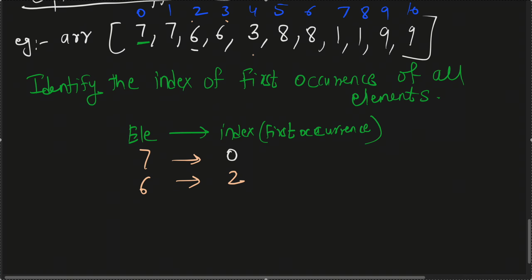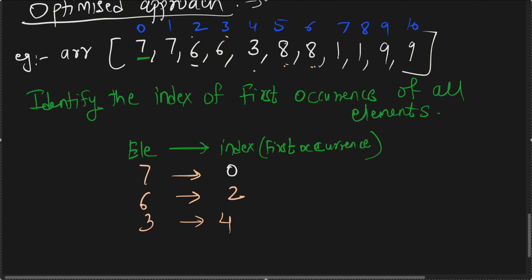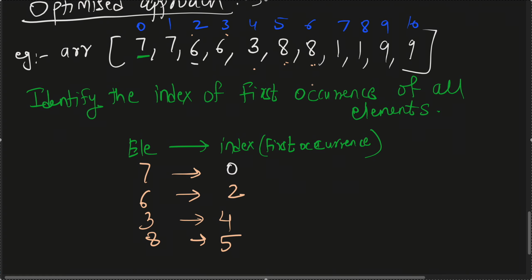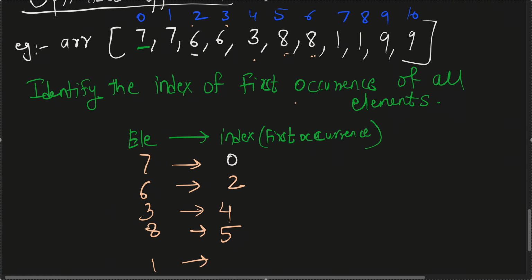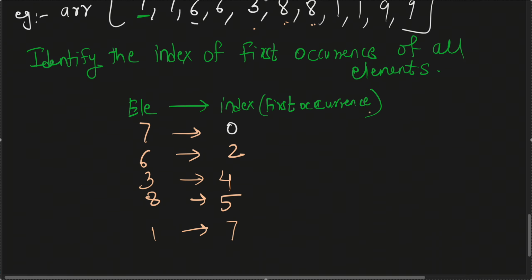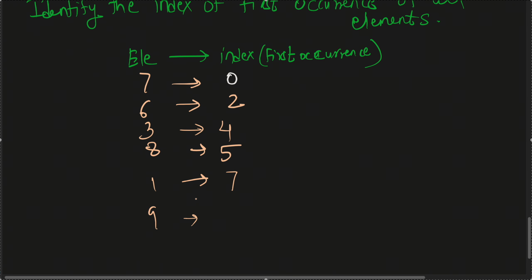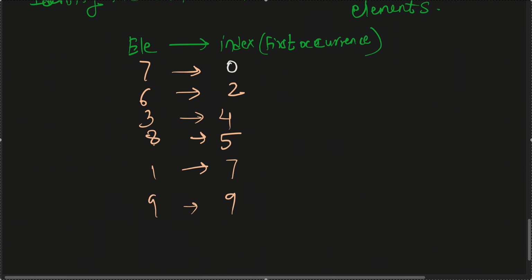Next element 3: there is only one occurrence of 3, that is at index 4. For 8 there are two occurrences, and the first occurrence is index 5. For 1, another element, what is the first occurrence? 7 and 8, so first occurrence is 7. For 9, what is the first occurrence? 9 and 10, so the first occurrence is 9.